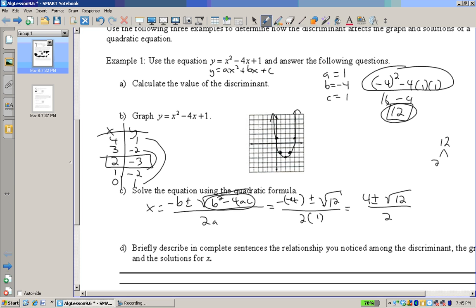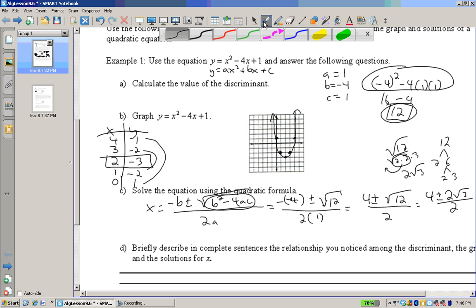12, if I break it up, is going to be 2 times 6, 2 times 3. So you notice we have the square root of 12 is the square root of 2 times 2 times 3. I see a pair of 2's, bring one of them out, and I have 2 square roots of 3. So this is 4 plus or minus 2 square roots of 3 over 2. This is a trick you really need to know.